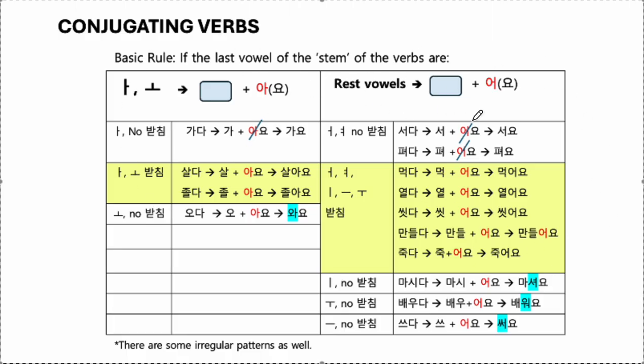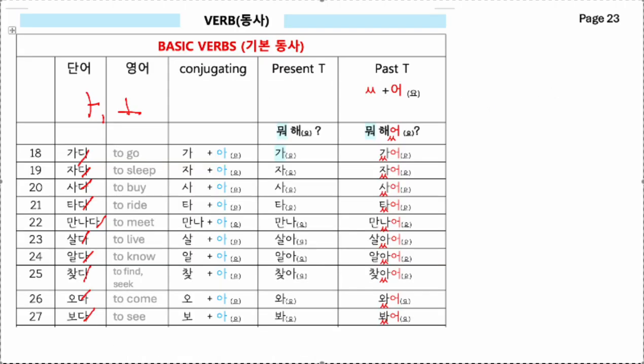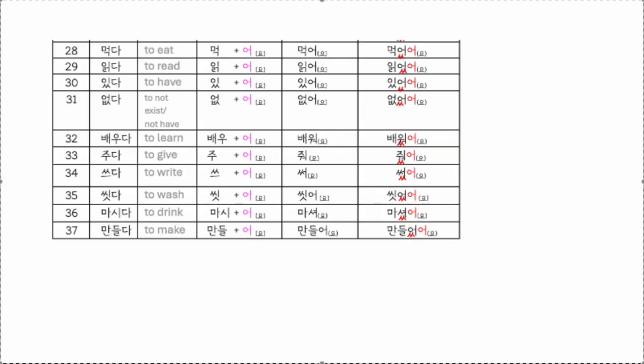Now this one is for the rest of the vowels. Okay, the rest of the vowels, if it doesn't end with 아 or 오, such as 어, 여, 이, 우, then we add 어요. For example, here is all 아요, right? But here is all 어요. You add 어요. So let's take a look at that.